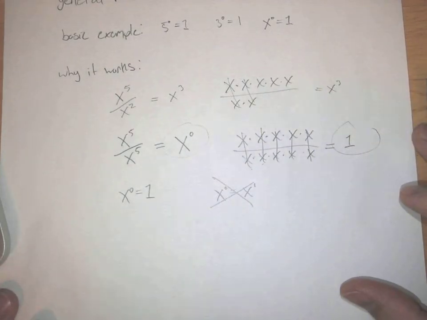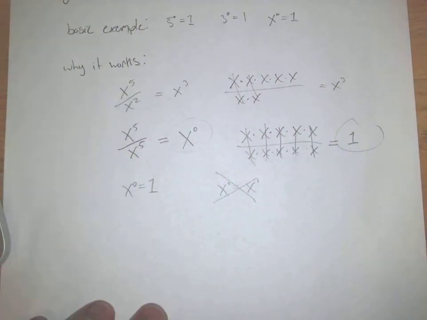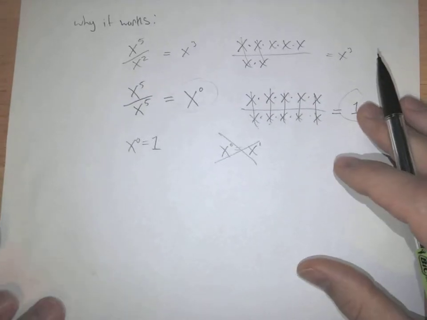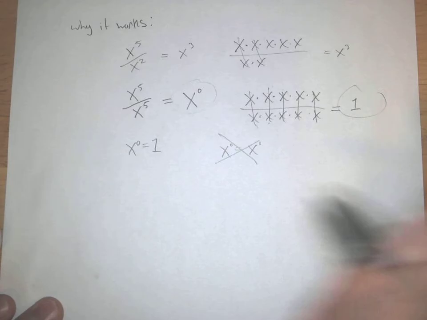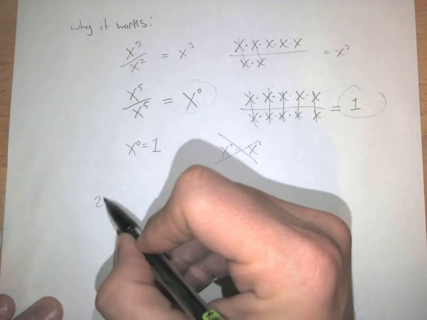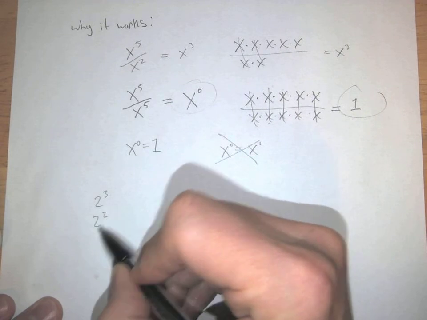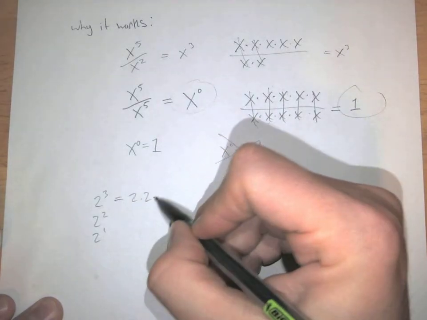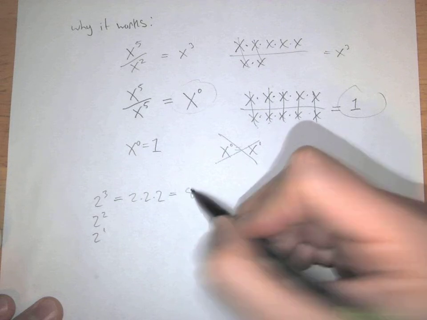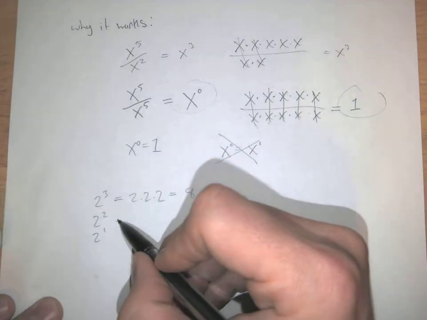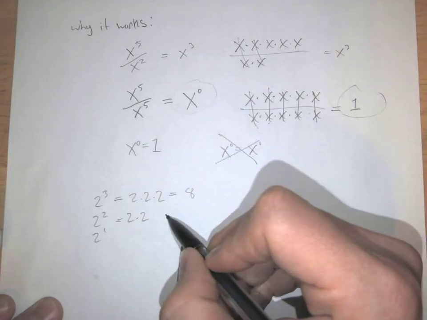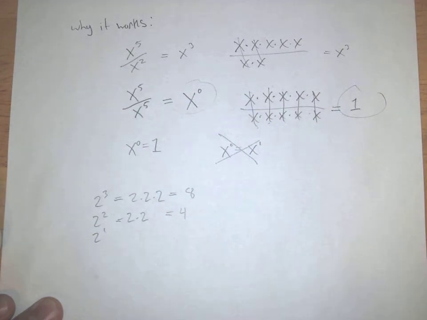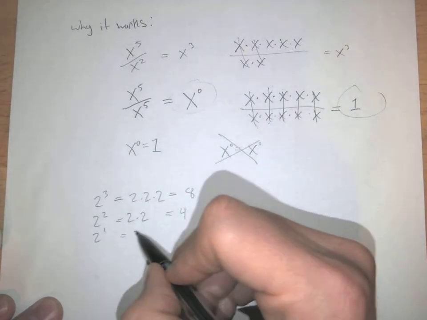Let me give you one more justification, because this again is kind of weird. Let's look at some powers of 2 here. Let's go 2 to the 3, and 2 to the 2, and 2 to the 1. Okay? 2 to the 3 equals 2 times 2 times 2, which is equal to 8. 2 to the 2 equals 2 times 2, which is equal to 4. 2 to the 1 is just 2, right?